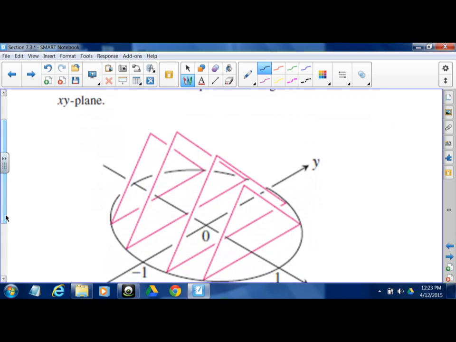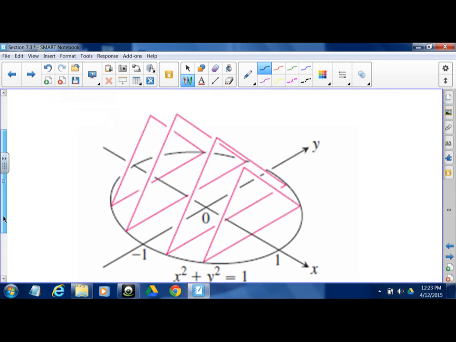You guys know the formula for the area of an equilateral triangle? You've got to memorize that bad boy: root 3 over 4 times side length squared. Okay? Got to know that. So let's look at the problem.